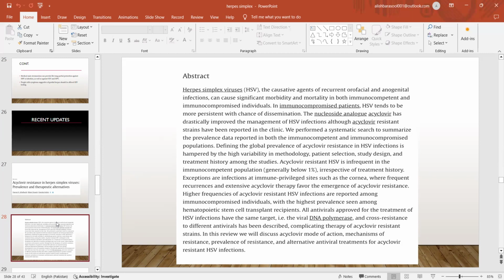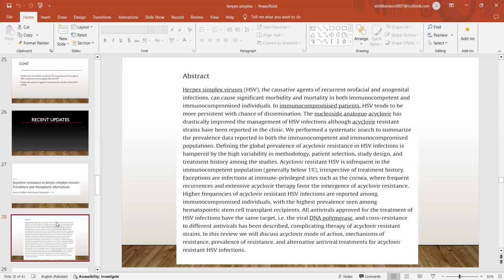Defining the global prevalence of acyclovir resistance in HSV infections is hampered by the high variability in methodology, patient selection, study design, and treatment history. Acyclovir-resistant HSV is infrequent in the immunocompetent population, irrespective of treatment history. Exceptions are infections at immune-privileged sites such as the cornea, where frequent recurrences and extensive acyclovir therapy favor the emergence of acyclovir resistance. High frequencies of acyclovir-resistant HSV infections are reported among the immunocompromised, with the highest prevalence seen among hematopoietic stem cell transplant recipients.